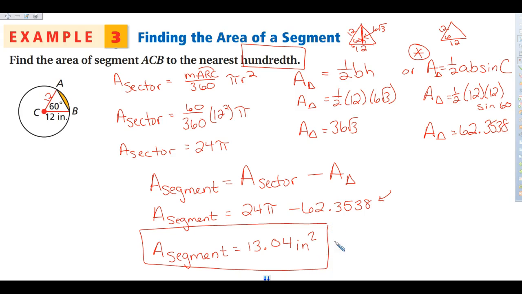If you have questions, write them down. Again, we're doing the whole sector area. We're going to subtract the triangle out of that, and that's going to leave us that little shaded piece left over. Again, this is usually where we're going to go in terms of finding the area of the triangle. It does tend to be a little easier.